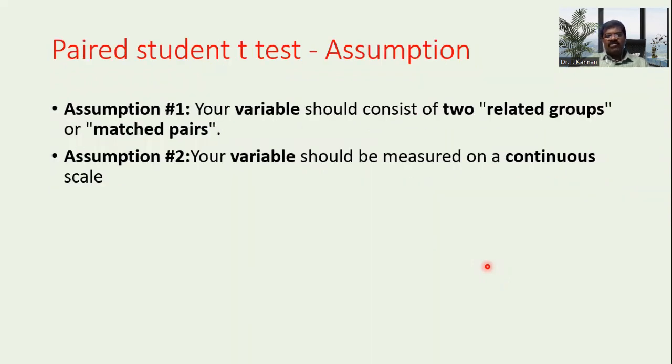On the other hand, if you want to go for the paired student t-test, the assumption is that your variable should consist of related groups. Your variable should contain two related or matched pairs, and both the variables should be on a continuous scale. It's very, very important.